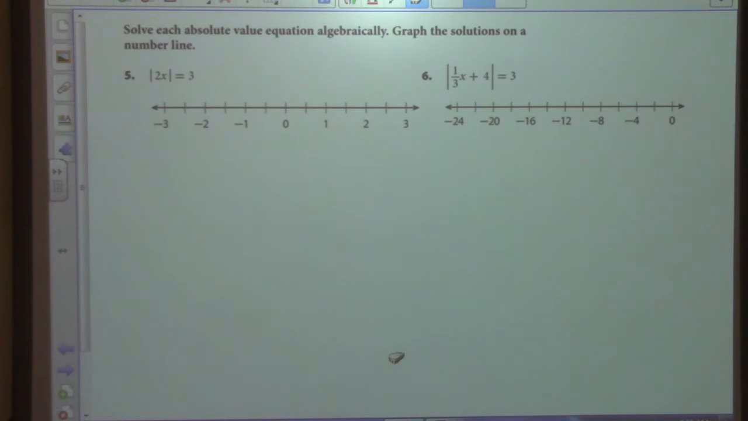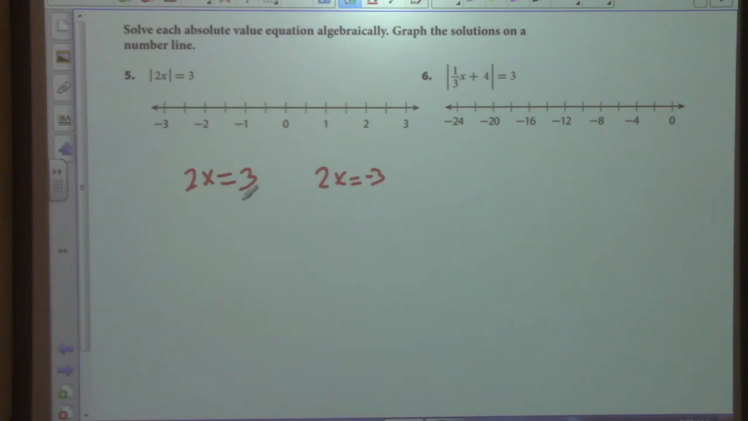Okay, here we are, algebraically. Do you remember from yesterday how we would do these algebraically? How many equations are we going to get out of this? We'll get 2, right? What are the 2 equations? It's probably 2x equals 3 and 2x equals -3. Okay? And then we solve.